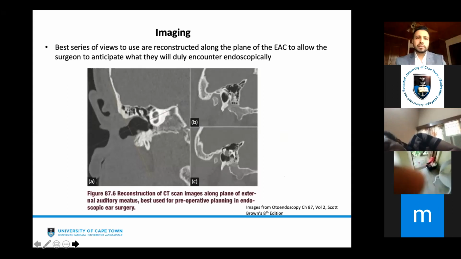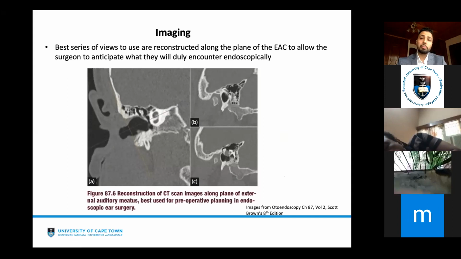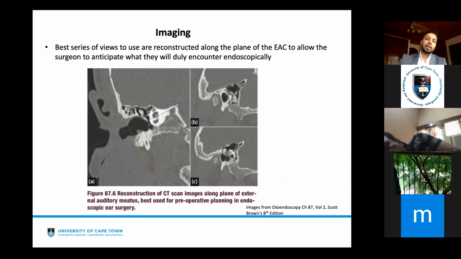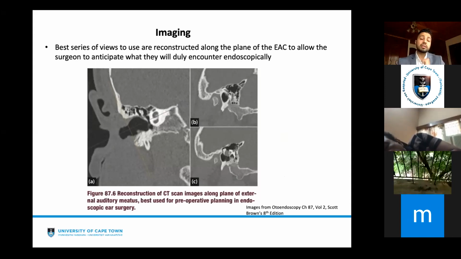Talking a bit about imaging when it comes to endoscopic ear surgery, the best views are usually attained when we reconstruct our planes to the external auditory canal, mimicking the angle that we project our endoscope inside the ear, so that we will anticipate what we encounter when we go in.